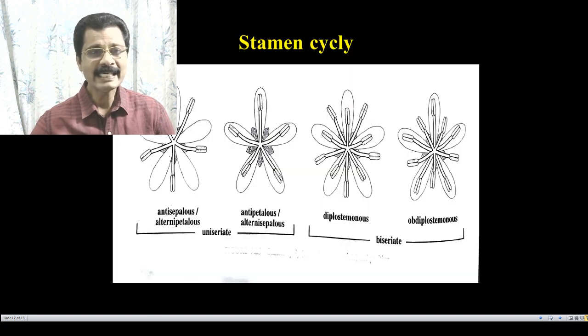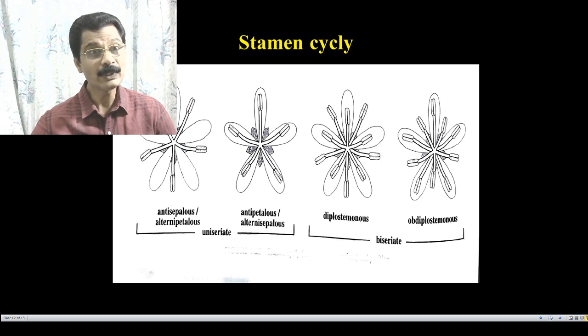You can see here in the uniseriate stamen cycle, antisepalous: the stamens are attached opposite to the sepals. And this is otherwise called alternipetalous, alternate to the petals. The stamens are attached alternate to the petals. Then antipetalous: stamens attached opposite to the petals. And this is otherwise called alternisepalous, alternate to the sepals. Right?